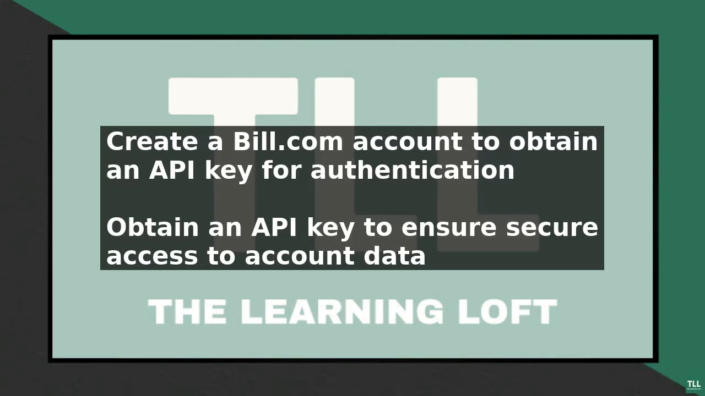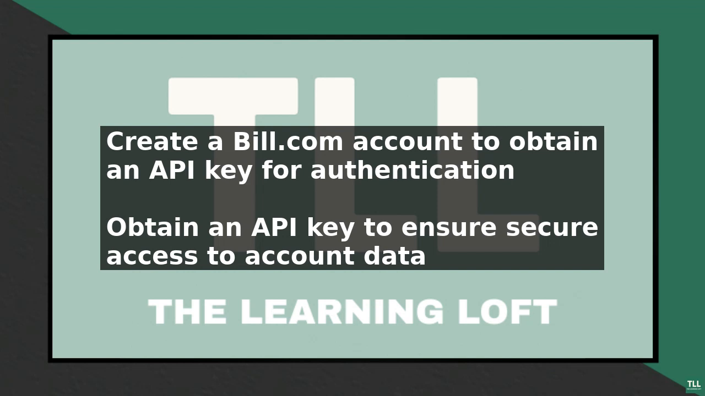Configuring Bill.com API documentation is a straightforward process that enables developers to integrate the Bill.com platform with their applications. To begin, users must first create a Bill.com account and obtain an API key. The API key is used to authenticate API requests and ensure secure access to account data.